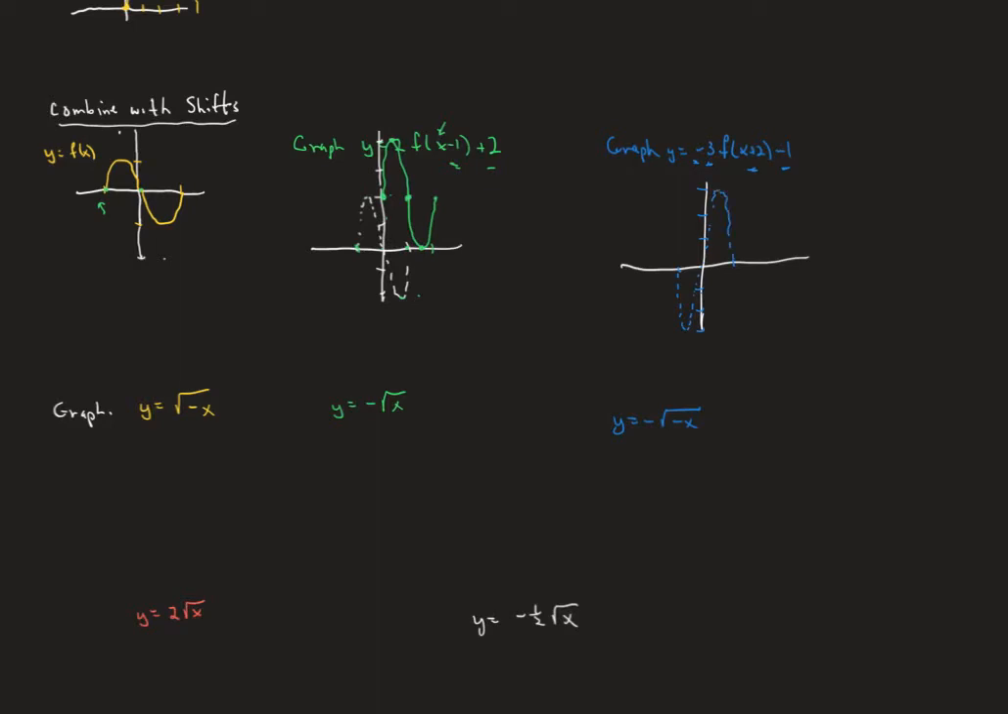And then we're going to move that left 2 and down 1. So this point is going to go left 2 and down 1. This point is going to go, let's see, left 2 and down 1. It's going to be right there.